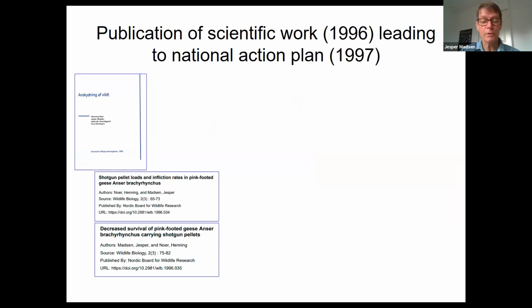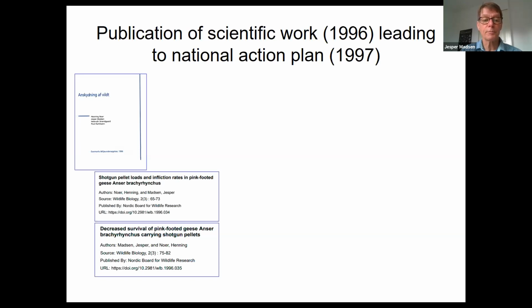When we started this work in 1990, we were curious to see what this entailed. And when we made our first publications and reports in 1996, we showed that crippling was an issue of concern, not only for pink-footed geese. We found 36% of all the adults carrying shotgun pellets in the tissues.